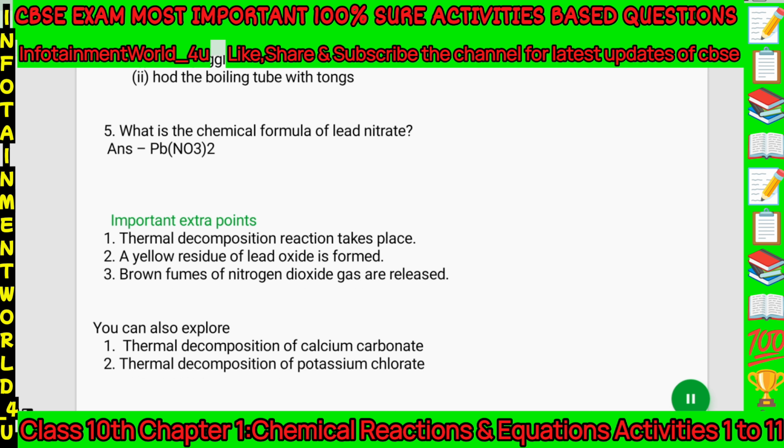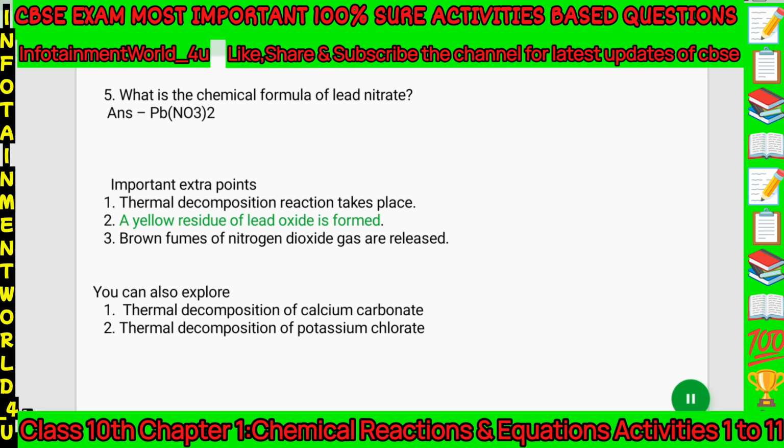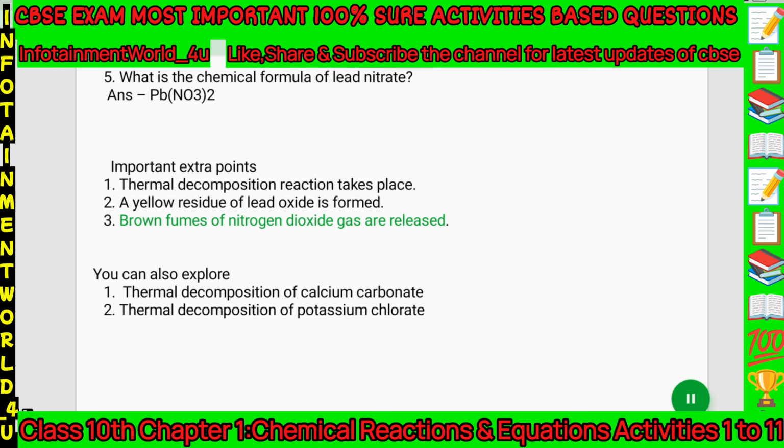Important extra points. 1. Thermal decomposition reaction takes place. 2. A yellow residue of lead oxide is formed. 3. Brown fumes of nitrogen dioxide gas are released.